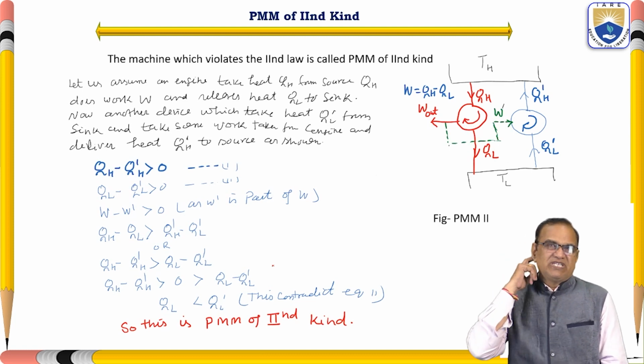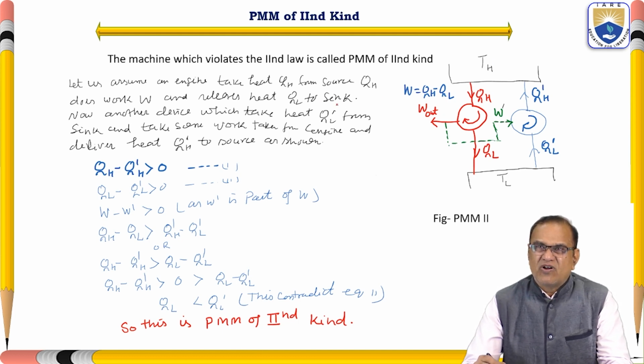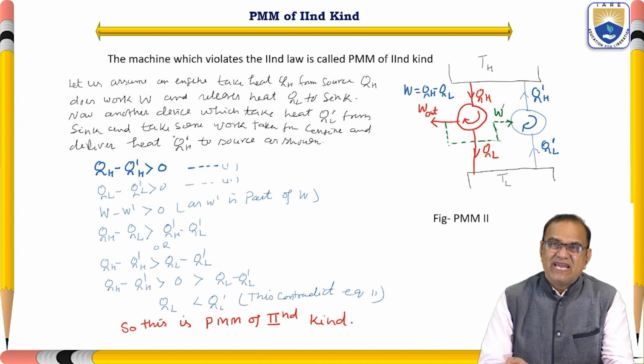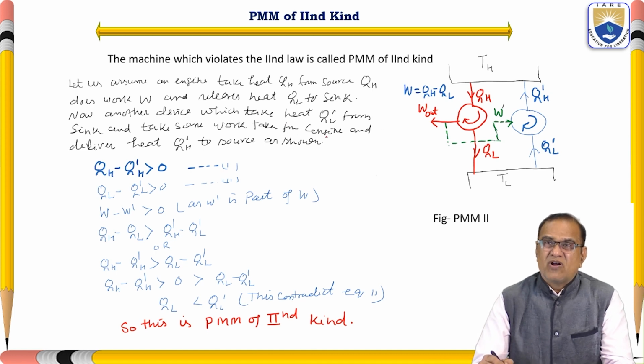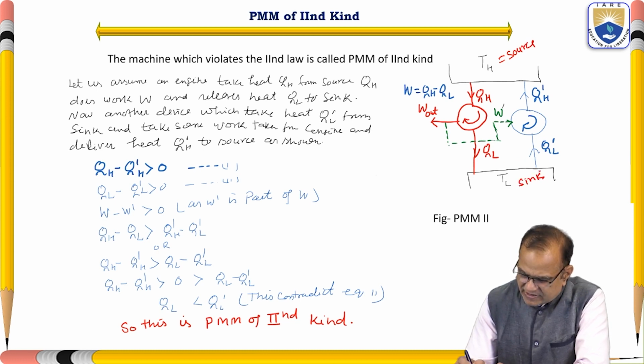Here we can see that there is a machine. Let us assume an engine takes heat QH from a source at TH, does work W, and releases heat QL to the sink TL. Now assume that another device takes heat QL prime from the sink and takes some work from the heat engine, and delivers heat QH prime to the source, as shown in this diagram. This is the source here, and this is the sink here.